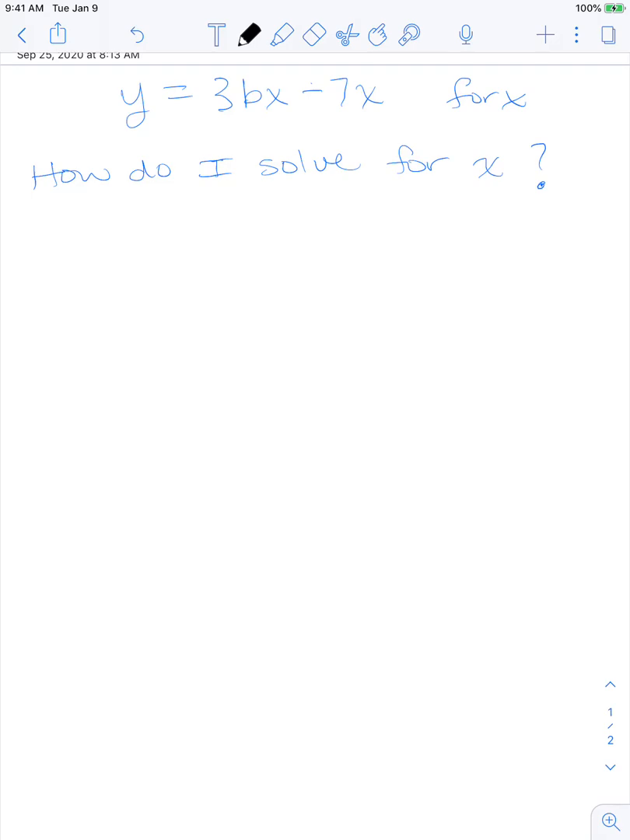So we're going to talk about how we can solve for a little literal equation in something like this, where I have x in both terms. So what I'm going to talk about first is what it means to factor.